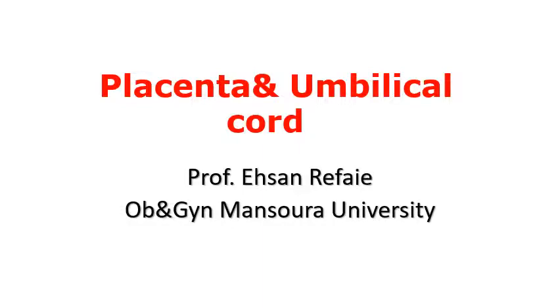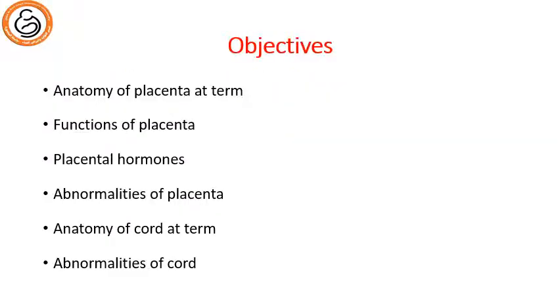Today we'll speak about the placenta and the umbilical cord. Our objectives are to know the anatomy of the placenta at term, the function of the placenta, the hormones secreted by the placenta, the abnormalities of the placenta, the anatomy of the cord, and the abnormalities of the cord.